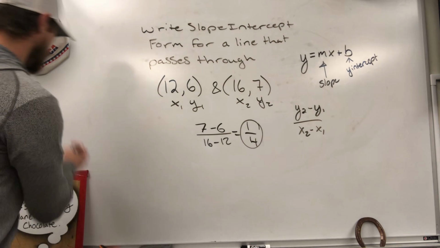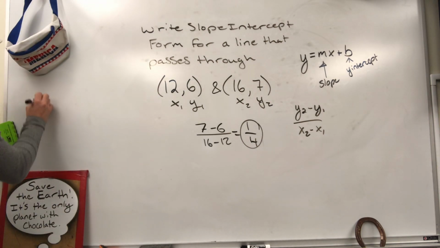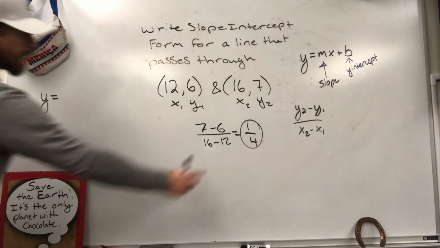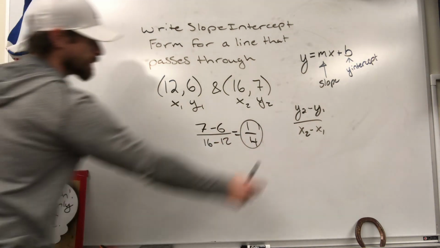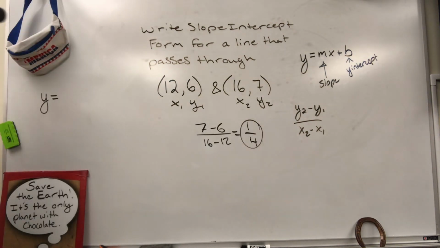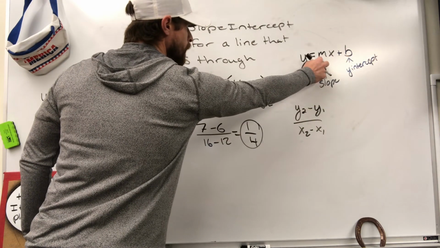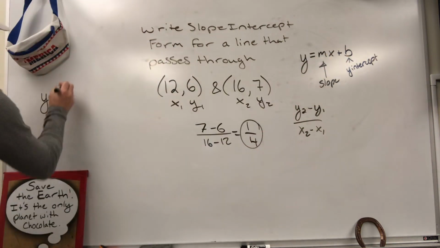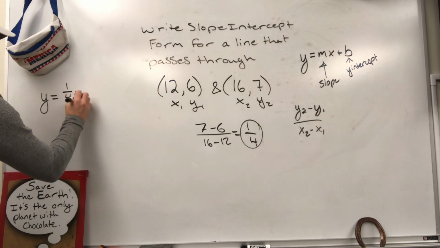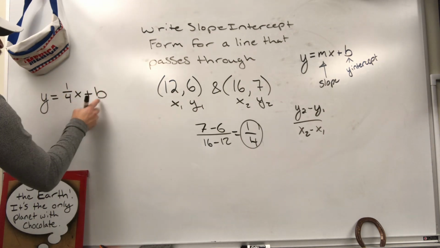I can start to write my answer down. My answer is going to go right over here. I'm going to say y equals, I already know my slope. I found it by using the slope formula of y2 minus y1 over x2 minus x1. So I'm going to put a 1/4 right there with an x attached to it. 1/4 x. I still don't know what my y-intercept is.